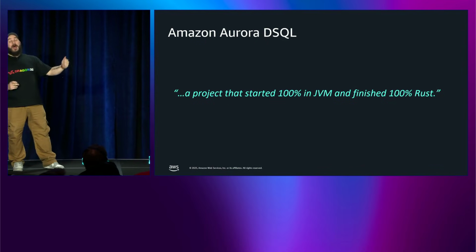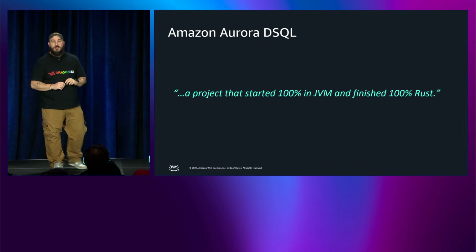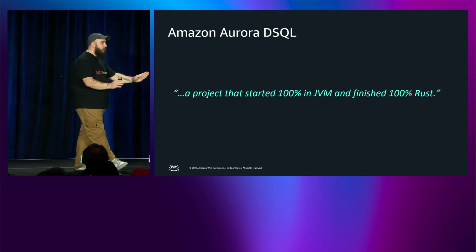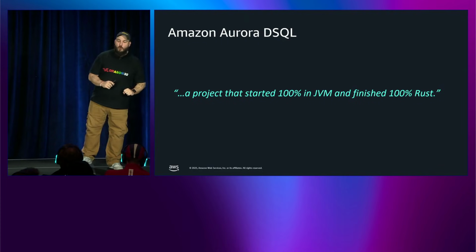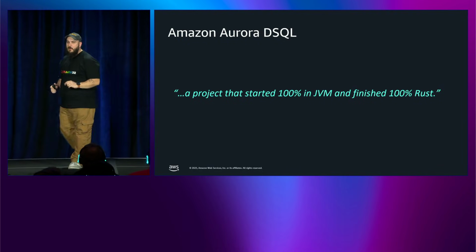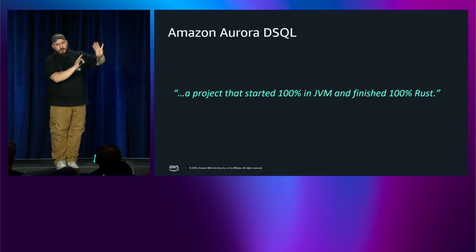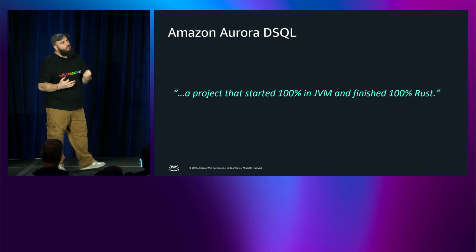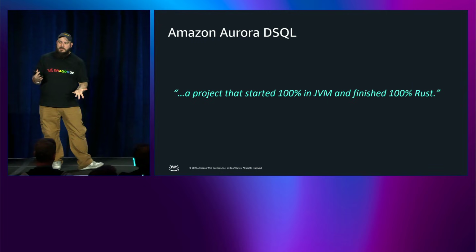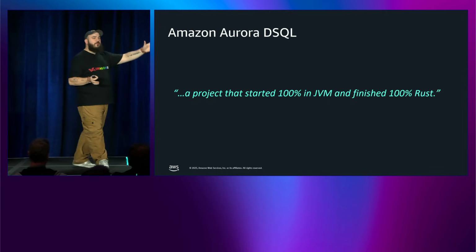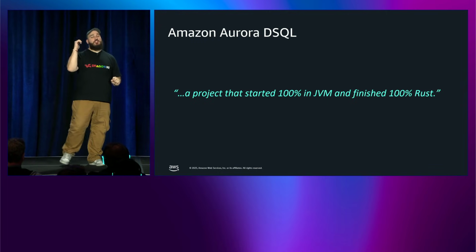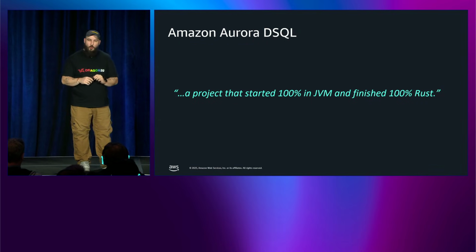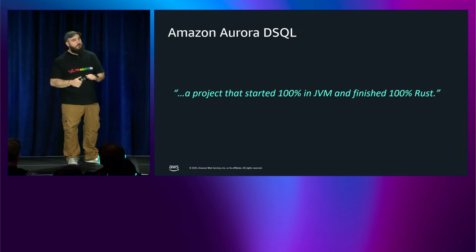This project actually started as a 100% JVM project. Java developers building Amazon Aurora DSQL. However, actually they did it in Kotlin, by the way, not Java, Kotlin. They ended up with an implementation that's doing roughly 2,000 to 3,000 transactions per second after years of tuning, which doesn't sound that impressive.